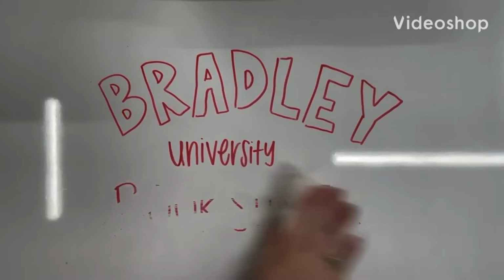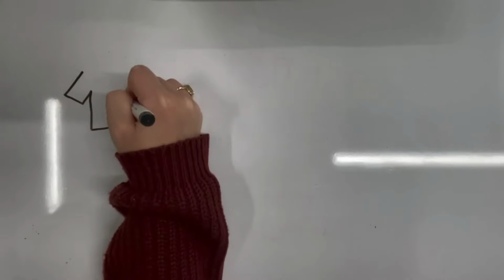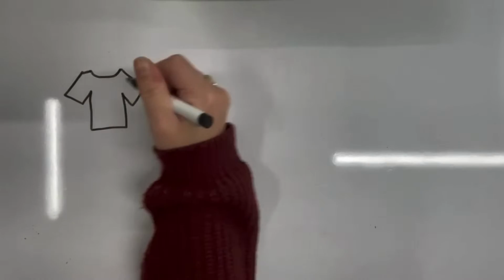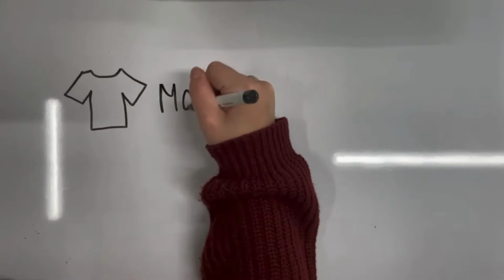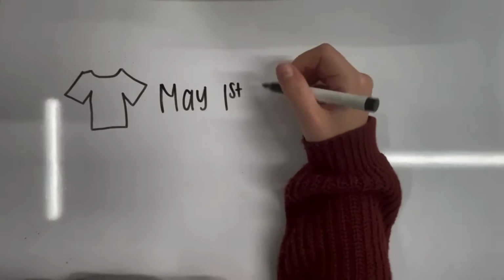Bradley University Bookstore. This video will be explaining the 4 inventory and costing methods: specific identification, FIFO, LIFO, and weighted average cost. Suppose you are at a Bradley University Bookstore and you are purchasing and selling shirts.